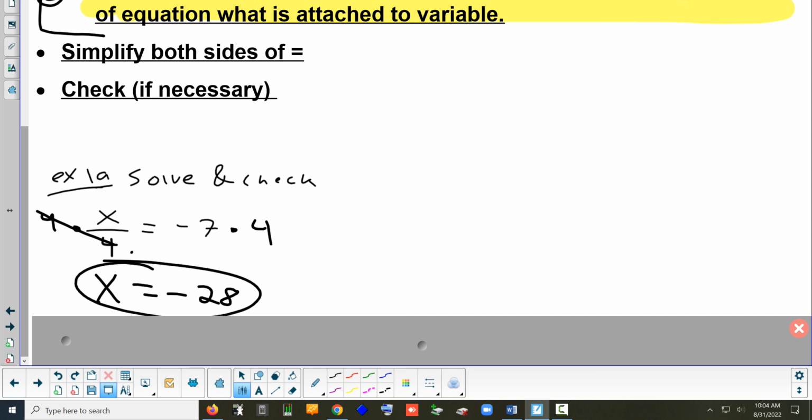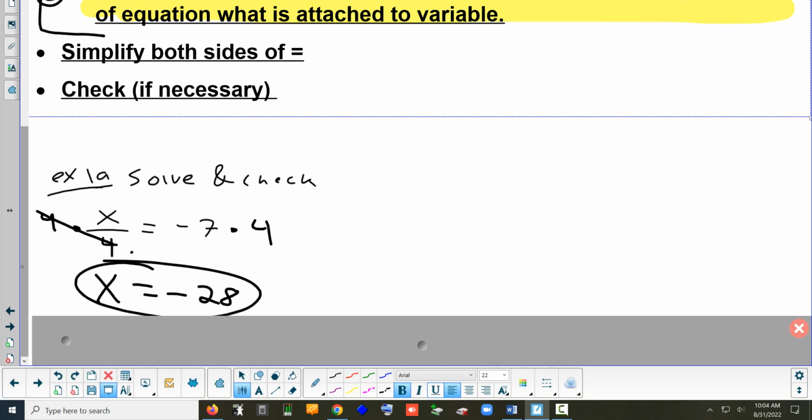All right. Finnegan, are we done this problem? No. What else do we have to do that we didn't do? Check. Yeah, we have to check it. We don't always have to, but this one did say to check it, so we'll check it. Sophie, how do I check if -28 is the correct answer? Yeah, we're going to replace x with -28.